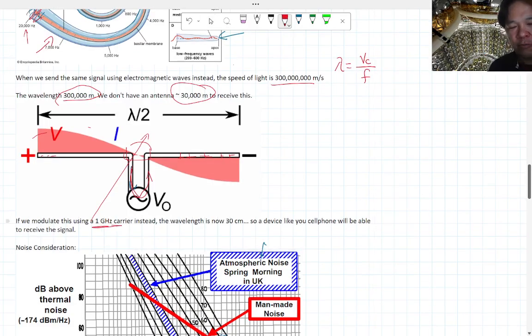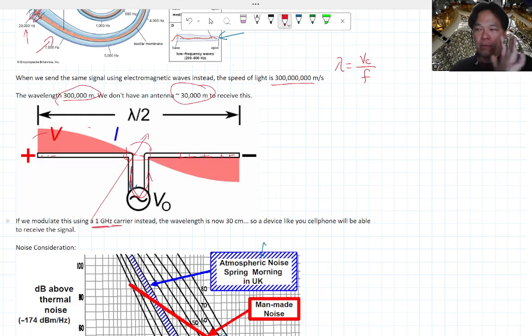So if we change the frequency of the signal to be 1 gigahertz instead, and modulation will allow us to do that, now the wavelength is going to be 30 centimeters. That means if you have a device the size of your phone, the size of your mouse, the size of your computer, you will still be able to receive the signal.